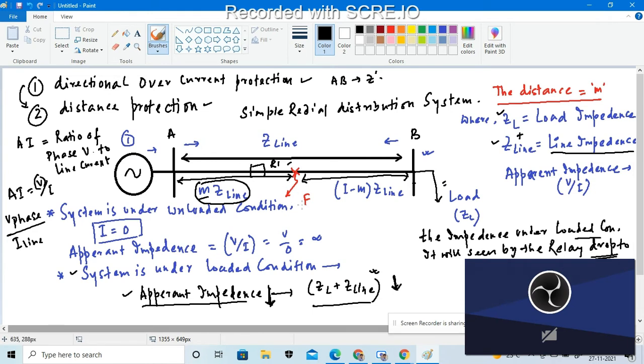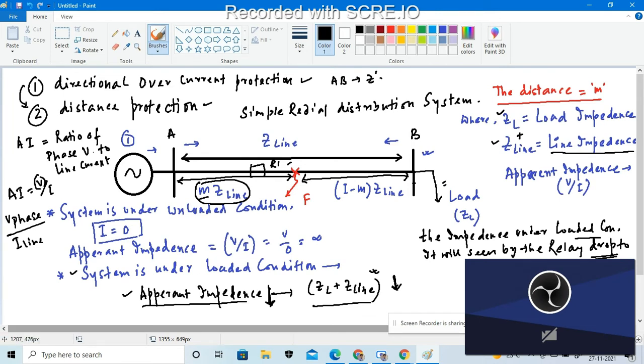So this R1 should be considered as the distance relay. A distance relay compares this ratio with the positive sequence impedance of a transmission line. So we have two different kinds of impedance to see: positive sequence, and then the negative sequence and the zero sequence.